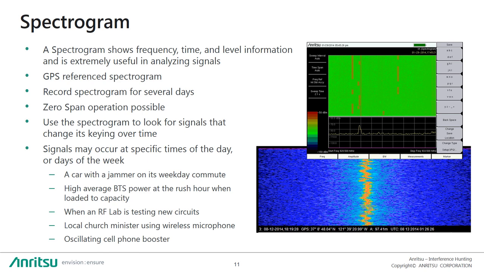The spectrogram is particularly useful when interfering signals pop up very rarely, let's say for a few minutes or hours once a week. You can then put the measurement equipment at some appropriate location and leave it to record the spectrogram. If the equipment has remote control capabilities, which all Anritsu handhelds have as standard, it becomes even more useful. It's also very useful if the spectrogram can operate in zero span mode.